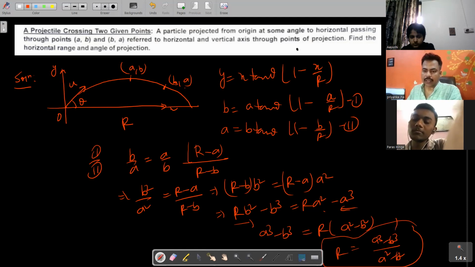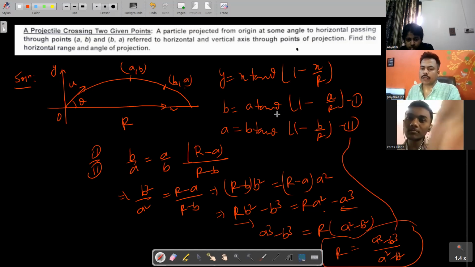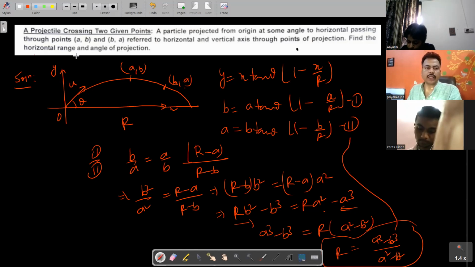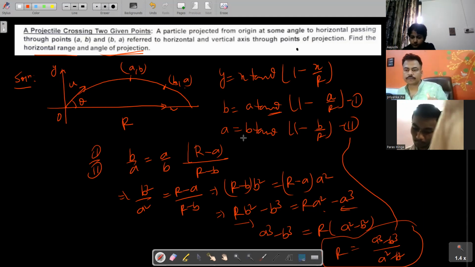And now if you put this R in any of equation 1 or equation 2, you will get tan theta as well. That is what you wanted to calculate. We already got range and you have to find angle of projection. So from here you can get theta. You just have to put this R here in any of the equations, you will get theta. Understood now? Yes. Note it down.